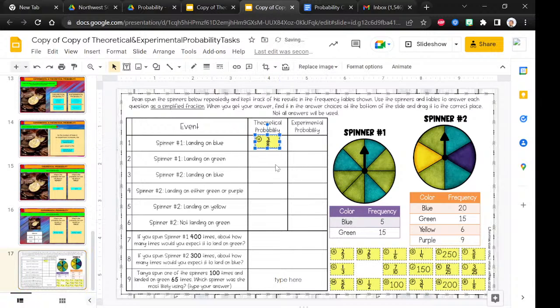Landing on a green in spinner 1, that's 1, 2, 3, 4, 5. There's 5 spots there out of 8, so 5/8. That's this guy right here.